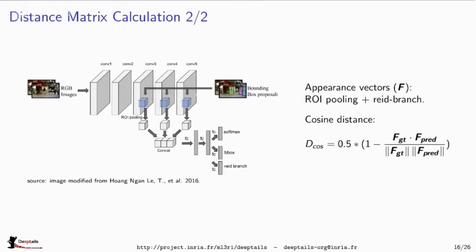So we need to calculate the appearance distance. The appearance vectors are obtained by performing ROI pooling of the corresponding bounding boxes and passing them to the ReID branch, and then we get the appearance vector. So here we just simply use cosine distance for calculating the appearance distance.